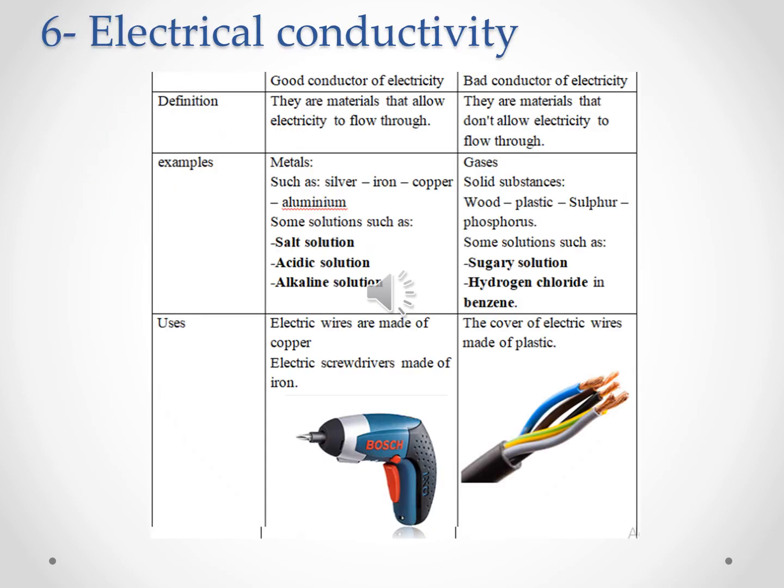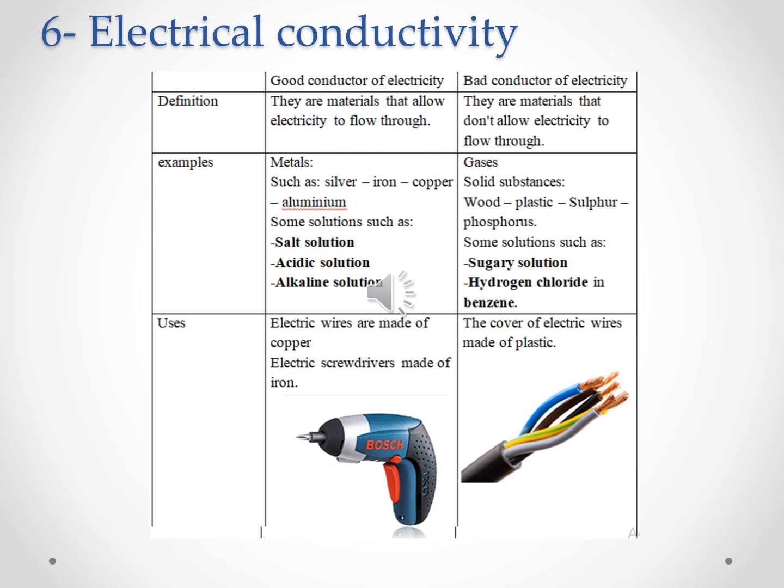Now let's talk about the sixth physical property, which is electric conduction. You have to know that substances can be classified according to electric conduction into two parts, like you know from the previous years: good conductors of electricity and bad conductors of electricity. What does good conductor of electricity mean? They are materials that allow electricity to flow. What does bad conductor of electricity mean? They are materials that don't allow electricity to flow.